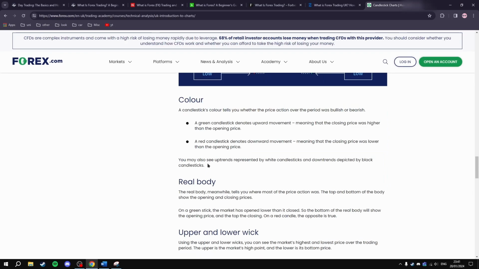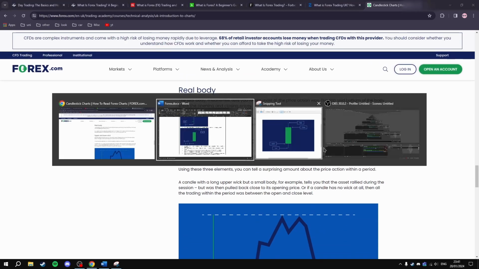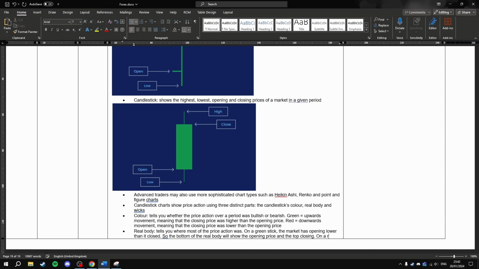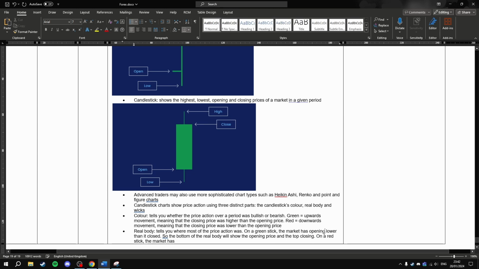Oh, and the red one is opposite, right? Okay, I see. So on a red stick, the market has opened higher than it closed, right? Yeah. Meaning the closing price is lower than the opening price. So the bottom of the real body will show the closing price and the top opening.